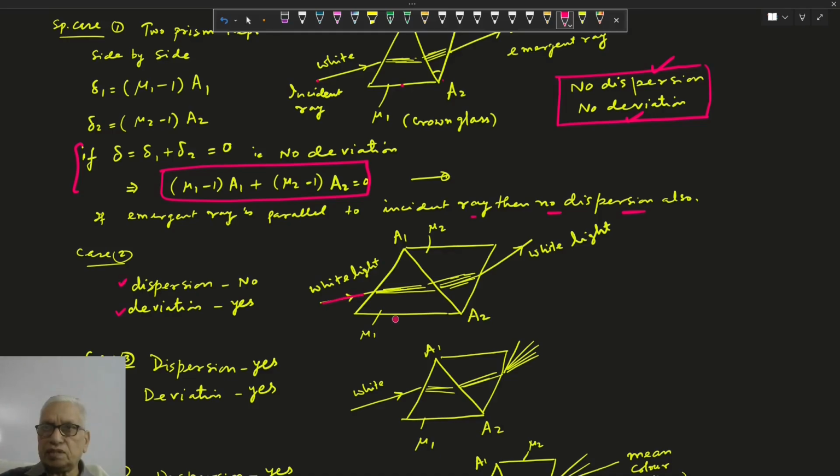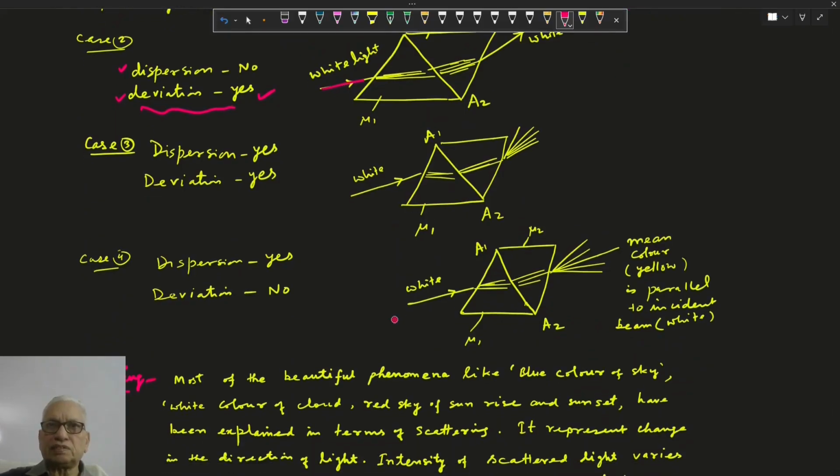but this incident ray is not parallel to the emergent ray, so there is a deviation, but with white light, so there's no dispersion. Another possibility is dispersion, yes, and deviation also, yes. White light is converted into dispersion of colors, and the mean color is also deviated. So both are happening here, dispersion as well as deviation. Fourth case: dispersion yes, but there is no deviation. It is a very typical thing here.